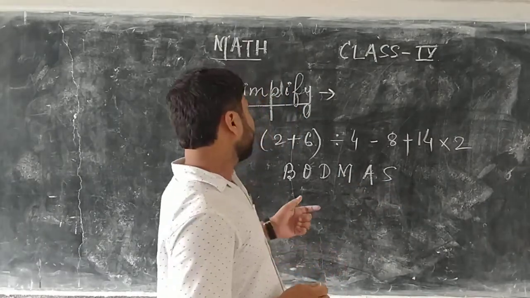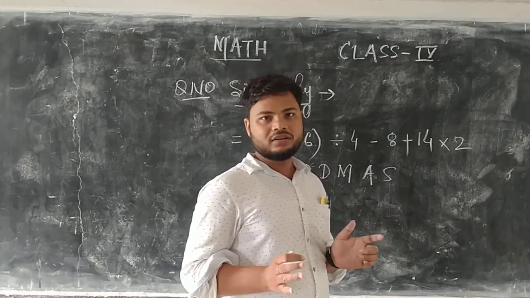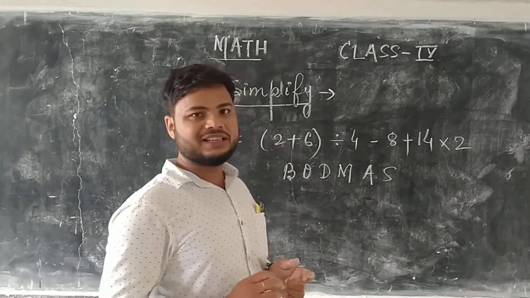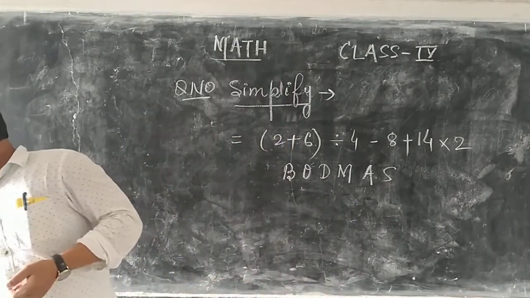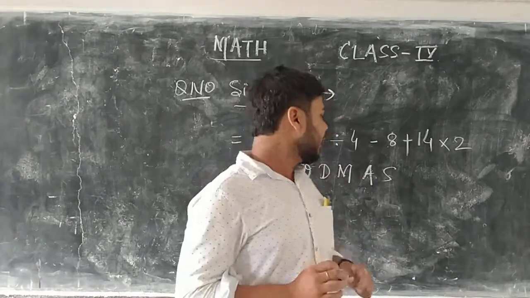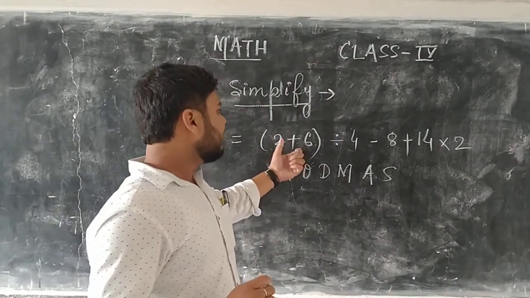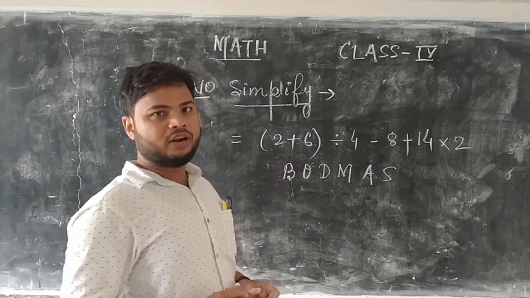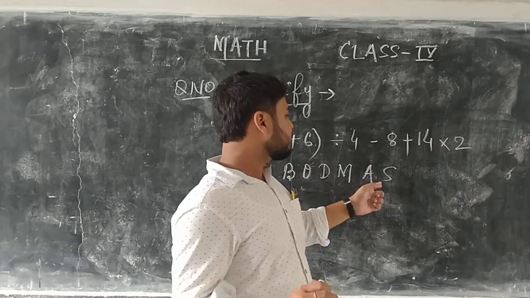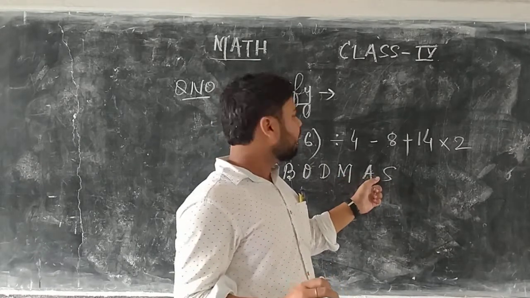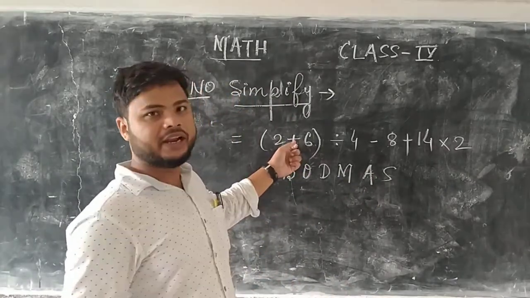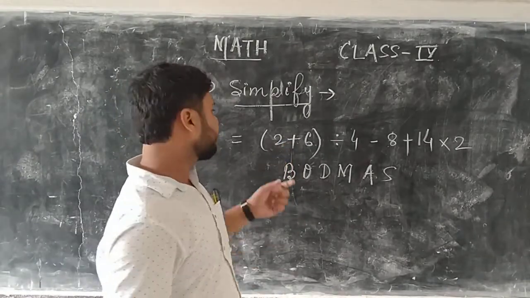In the previous two questions, there was no bracket, so I was not talking about bracket. But here a bracket is also present in this simplification, so we will talk about bracket also. It means the first work is the bracket, and inside the bracket a plus operation is given. No matter which symbol is given, in BODMAS addition comes before subtraction, after multiplication, but here the addition is given inside the bracket. First we will work on the bracket.